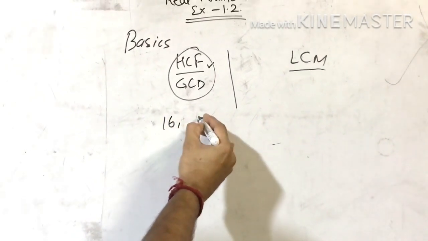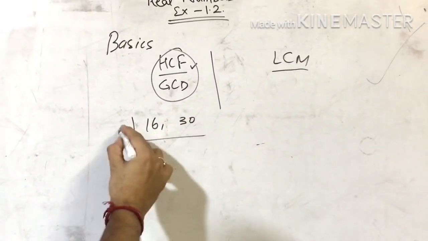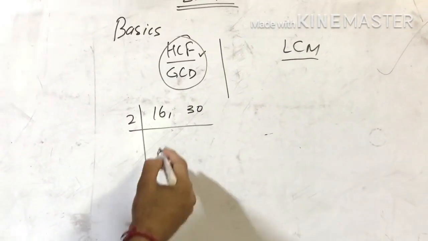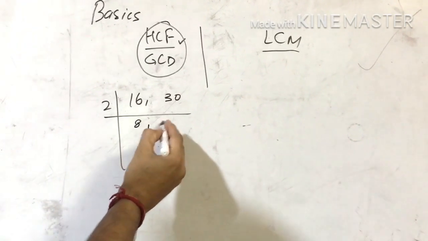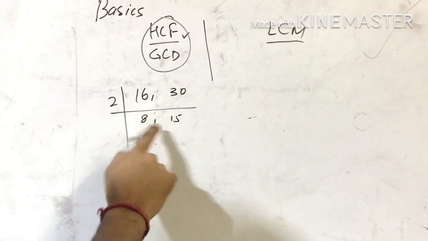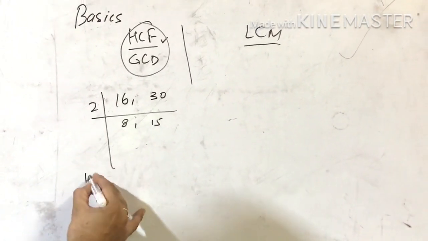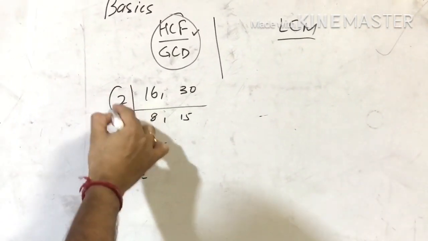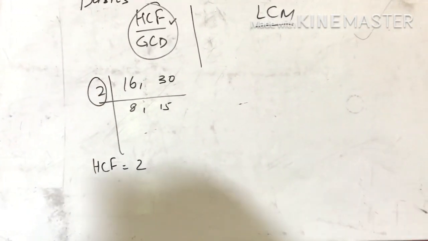Suppose you have two numbers, 60 and 30. You start dividing by prime numbers, which can divide both the numbers, and stop when you do not find any other number which will divide both the remaining numbers. That number which is here will be the HCF. If there are more, you can multiply them with each other.